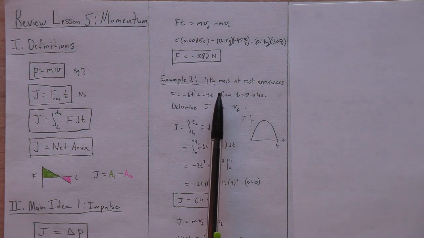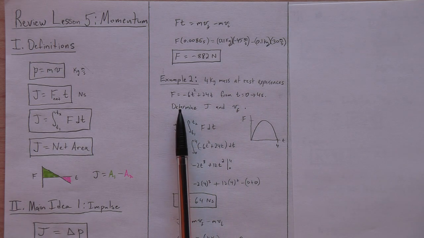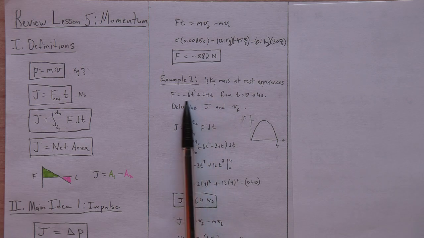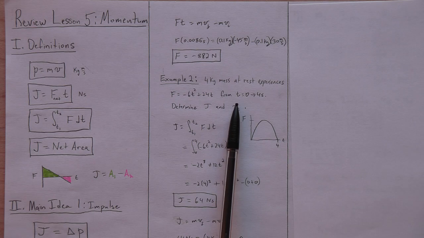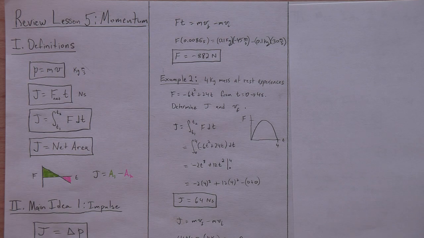A 4 kilogram mass at rest experiences a force given by this function, which is a downward parabola because of the negative t squared, from 0 to 4 seconds. Determine the impulse and the final speed or velocity of the object. Did I write that it started at rest? I guess I didn't. I should have written that it started at, oh yeah, at rest.